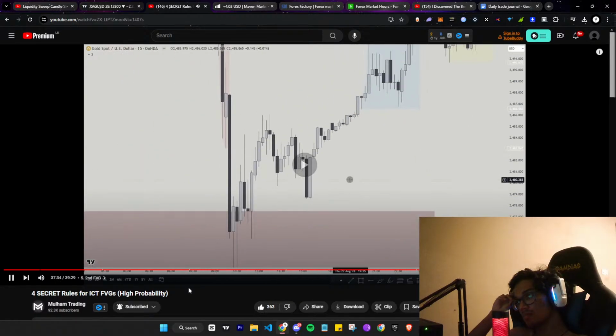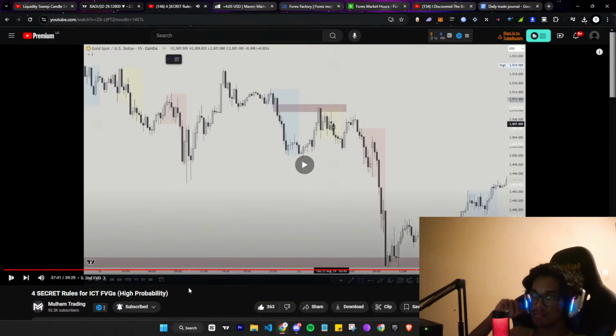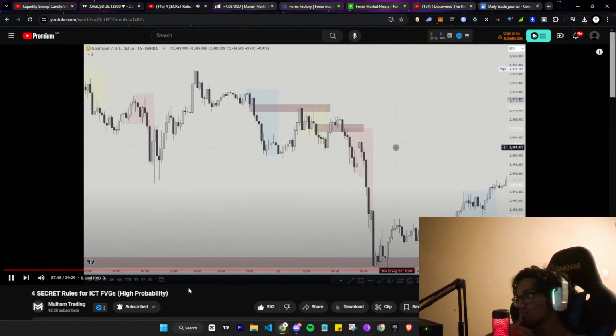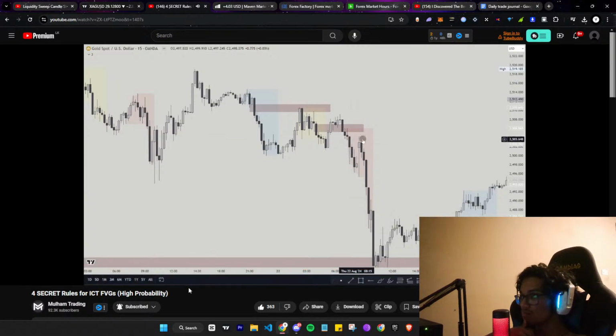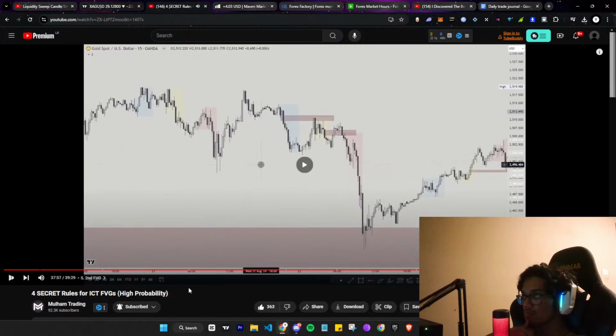Another example, you can see to the downside, for example this one here: fair value gap respected, creating another fair value gap, and also this one respected, even though it went above it a little bit, it's still respected. Now this one, fair value gap respected, creating another fair value gap, respected again. You see how we have more opportunities on the 15-minute? So this can actually be a model by itself, the second fair value gap entry.